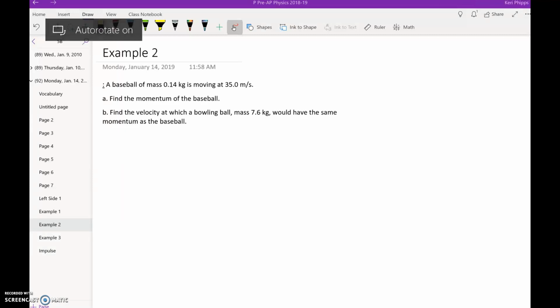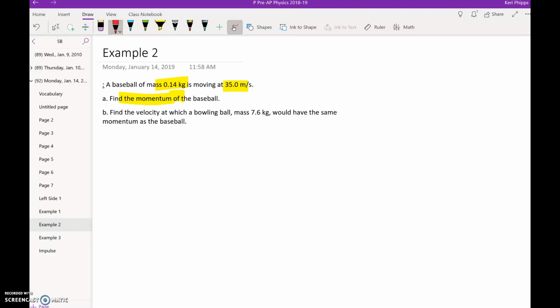Okay, y'all. We're looking at two more examples of momentum, just the basic concept itself. So this example two, let's read it. We've got a baseball with a mass of 0.14 kilograms moving at 35 meters per second, and we need to find the momentum of the ball.